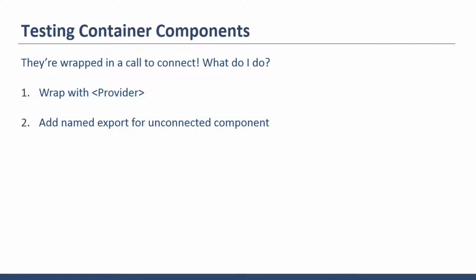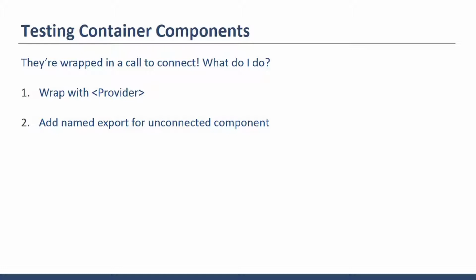The tricky thing about testing container components is that they are all wrapped in a call to connect. And the connect function assumes that our app is ultimately wrapped in a provider component. Our container component doesn't export the component that we wrote. Instead, they export the components wrapped in a call to connect. Now, there are two ways to handle this.